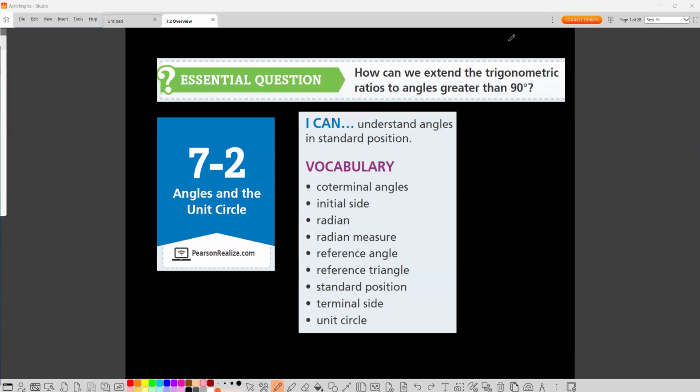All right, let's see what we've got going on here with this lesson 7-2. We are going to talk about angles in the unit circle. We're actually getting into some real stuff here with radians and radian measures, and that's just another way of measuring angles. So let's take a look and see how we're going to do it. It's going to use the unit circle, terminal side, where we start and stop.